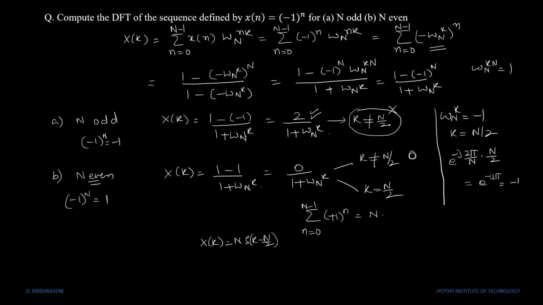So hope you have understood why we have not taken the condition k equal to n by 2 or k not equal to n by 2 when n is odd. K should be an integer value, a positive integer value, that is it ranges from 0 to n minus 1. But n by 2, when I consider n is odd, will not be an integer value. But when n is even, n by 2 will be an integer.